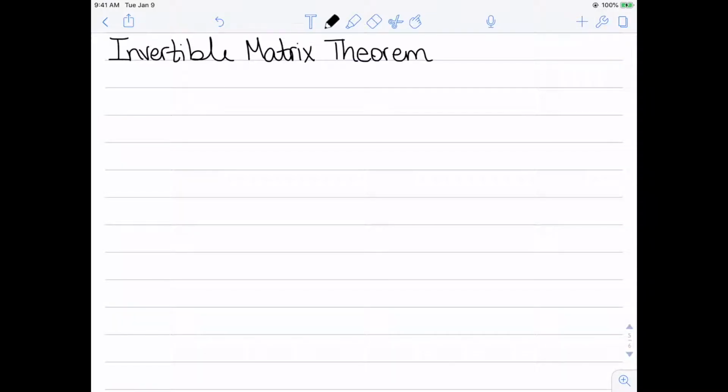The last thing I'll look at is the invertible matrix theorem. And this is one of the very important theorems in linear algebra. So I'm going to give the first part of it now, and as we continue on, we'll slowly add more and more to this theorem.